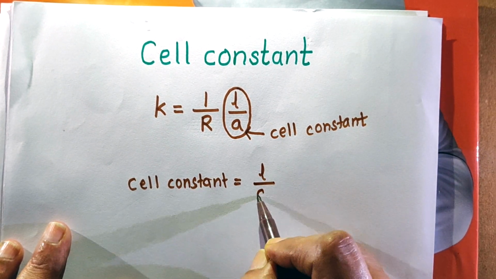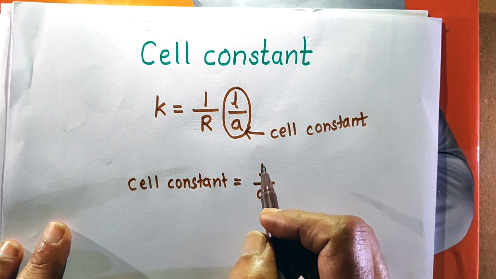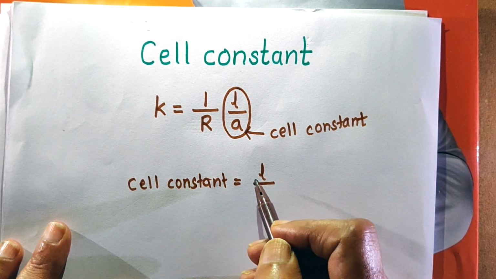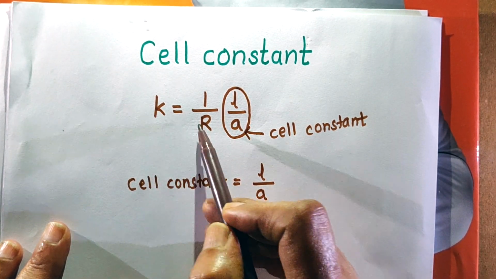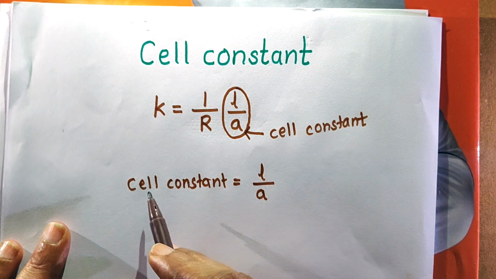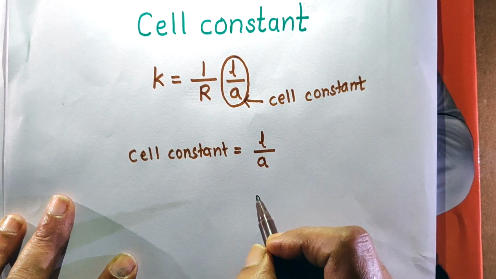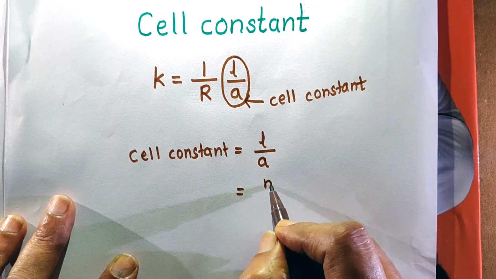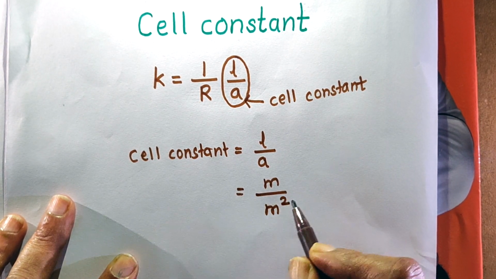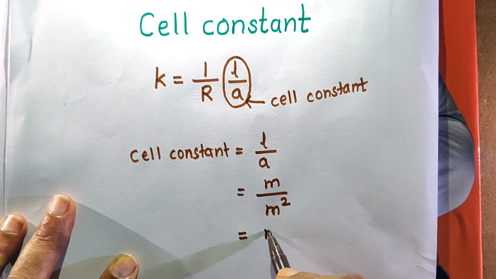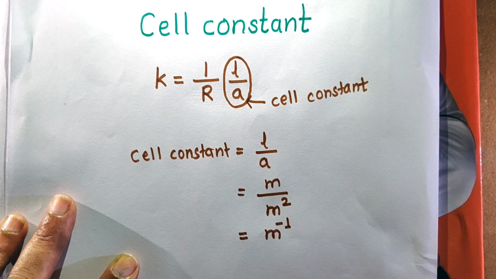What is L and what is A? I have explained it in the diagram here. And so remember here, by using cell constant, you can determine the conductivity or resistance of the solution. Now, what is the unit for cell constant? Here, the SI unit of length is meter, the SI unit of area is meter square, and so the SI unit of cell constant is meter inverse, or meter raised to minus 1.